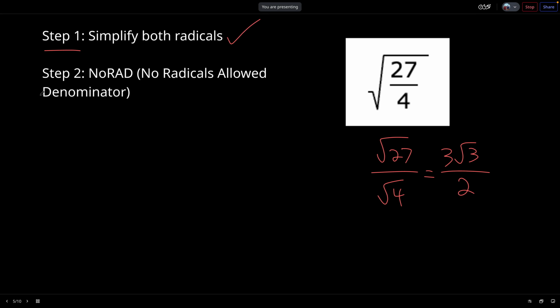Step two, NORAD. Okay, I'm not talking about the National Aerospace Defense. Here NORAD stands for no radicals allowed in the denominator. So I got to here. Do I have any radicals in the denominator, in the bottom of the fraction? I do not, which is exactly what we want. So step two is done, and we are done with this problem. As long as you have no radicals left in your denominator, good to go.